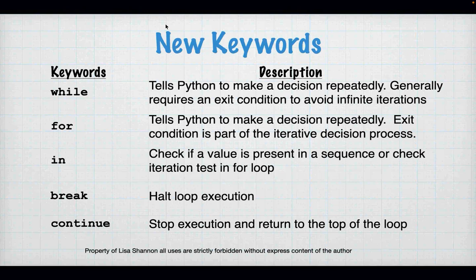We have some things that can control the loop. So we have a word called break, which will just stop the loop. We have a word called continue, which will say stop here and go back to the top of the loop. Go back up to that while or for loop and do it again.